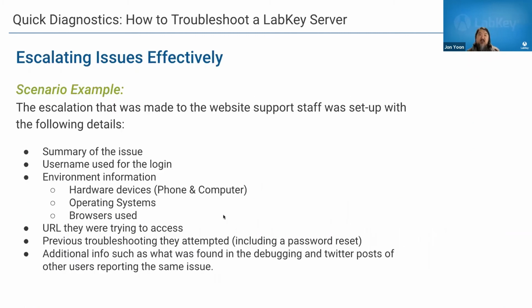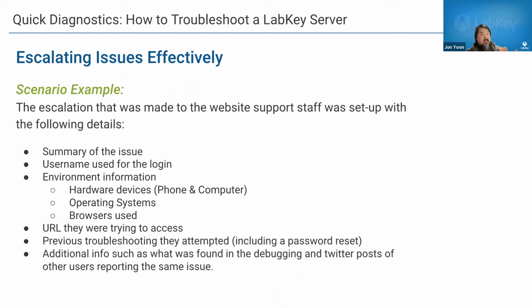So with our user who couldn't log in earlier and who escalated the issue, they provided the following in their escalation. They summarized the issue that they were having, saying they couldn't log in. They provided the username for their login. They provided environment information, such as their hardware, listing their phone and computer information, the operating systems they were using, the browsers they were using, the URLs they were accessing, all of the troubleshooting that they had done previously, including that password reset, and additional information that they found while debugging the website, and also the Twitter posts that they found online of others complaining about the same problem.